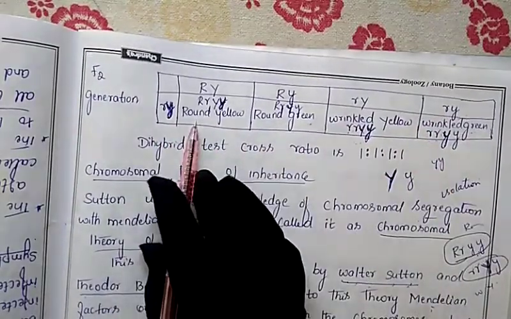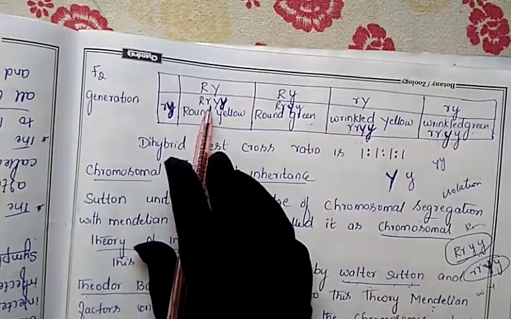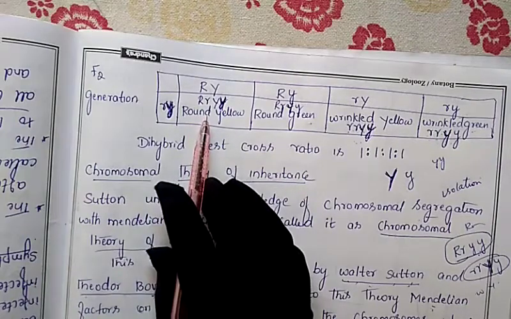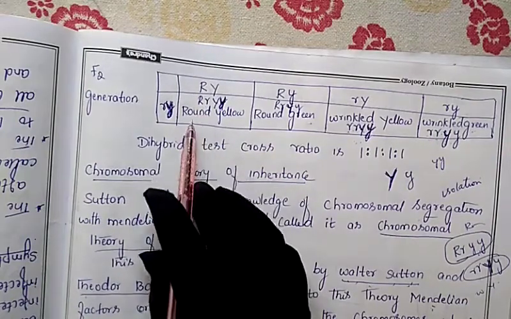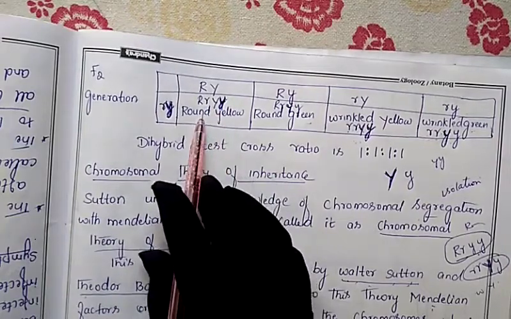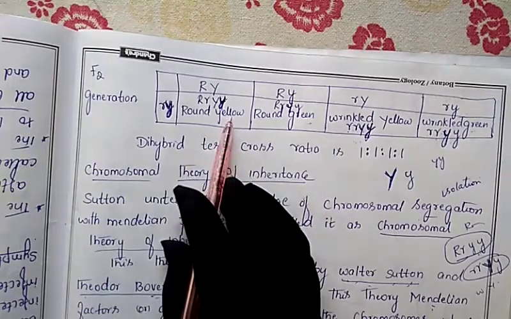So the genotypes have been written. Now if you write the phenotype: capital R, small r, who is dominant? R is dominant, so round comes. Capital Y, small y: capital Y is dominant, so yellow. So the phenotype of this one is round yellow. It is the parental character.